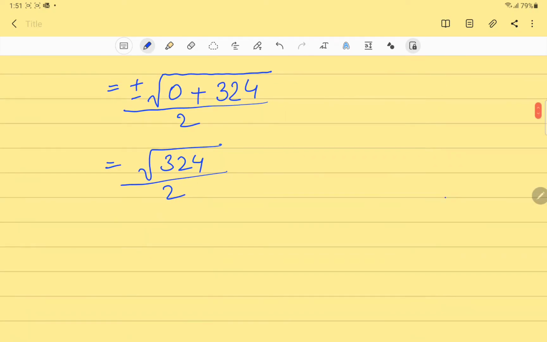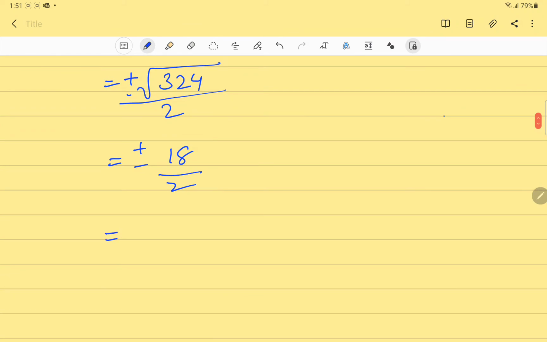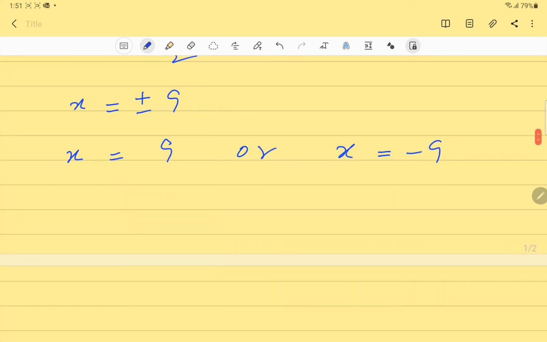Square root of 324 is 18, over 2 is equal to plus minus 9. So in this case x is equal to 9 or x is equal to minus 9. So our solution set in this case is 9 and minus 9.